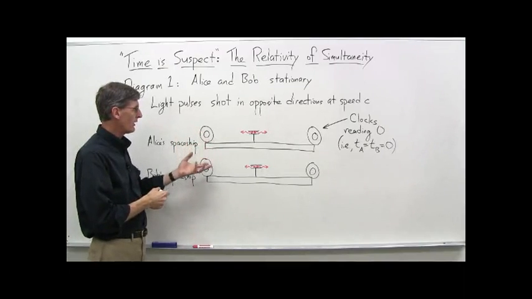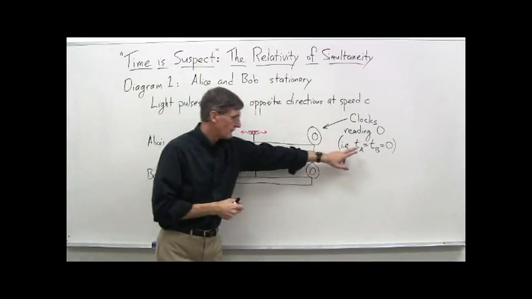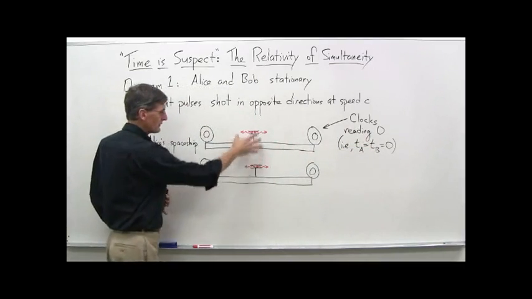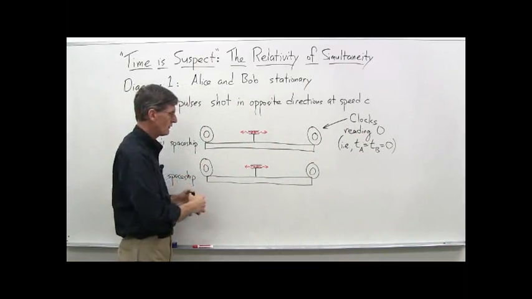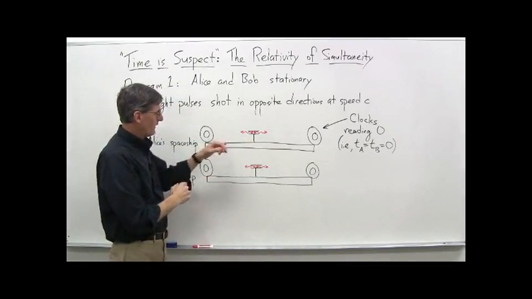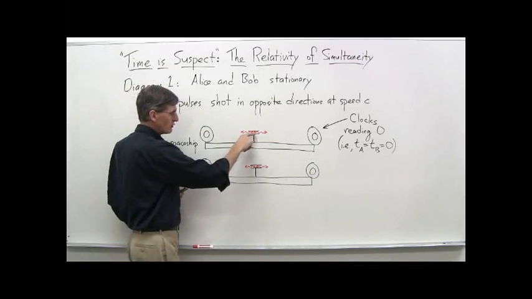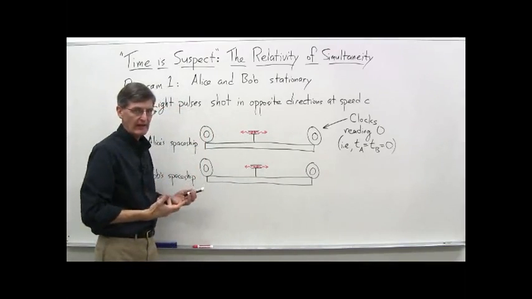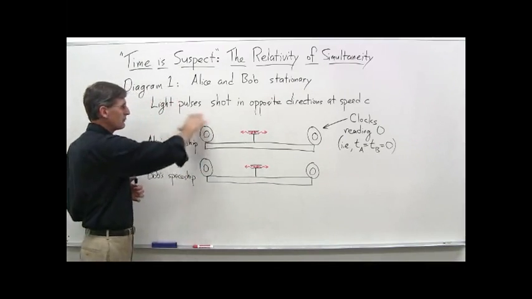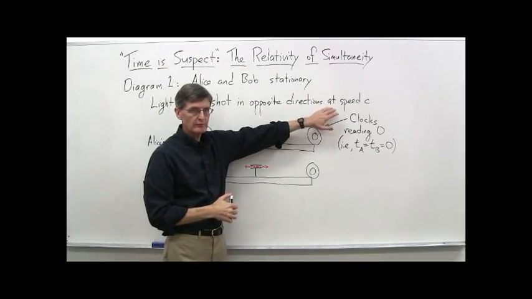And at this instant in time here, everything is 0. So we're starting off with the clocks reading 0. In other words, time on Alice's clocks is 0, time on Bob's clocks is 0. And then in the middle of each spaceship, exactly between the two clocks, we have a little apparatus that can shoot out a light pulse in either direction. So it can shoot out a light pulse that direction and that direction at exactly the same time. And same thing for Bob down here. And so we have light pulses shot in opposite directions. They obviously travel at the speed of light, at speed c.